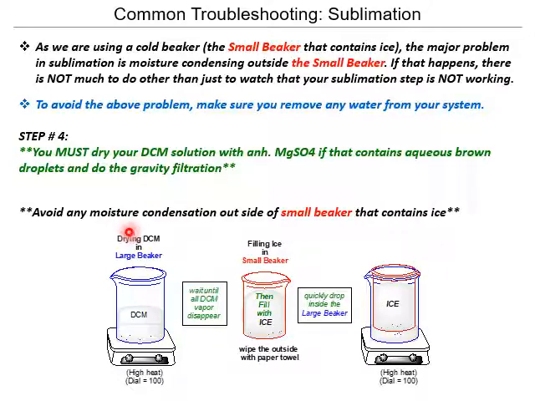So again, you put the large beaker in high heat. In that large beaker, you wait until the DCM disappears, mostly, because DCM will interfere here with the small beaker as well. You fill the small beaker with ice, and you quickly drop it inside the large beaker, and you'll see caffeine accumulating here.